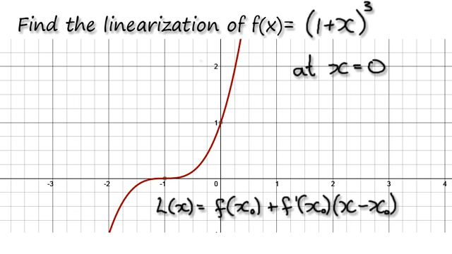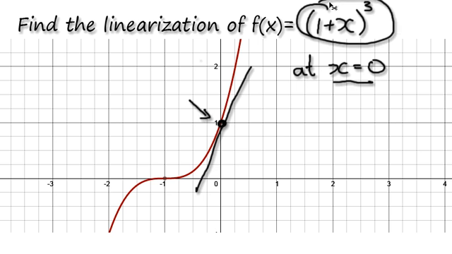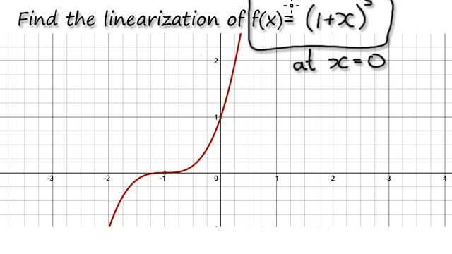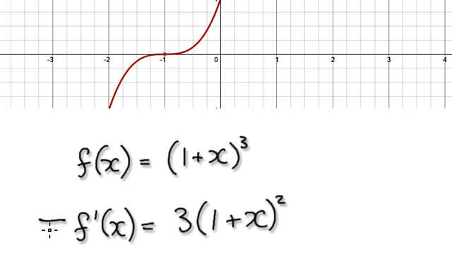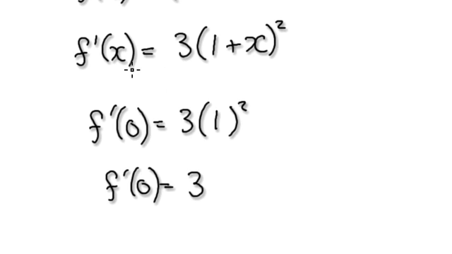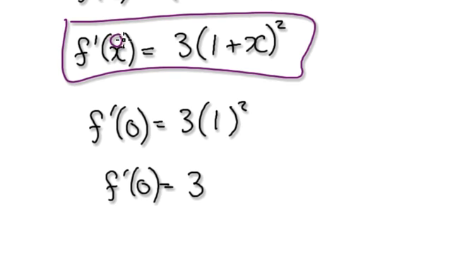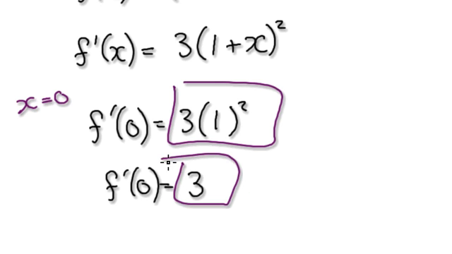Okay, so to do this here, we're going to need the gradient of this line at x equals 0. So we're going to need to differentiate this. So our first step is to differentiate this. Okay, so start out with f of x equals this thing here. Differentiate it. It will then give you this. But then we need to know the gradient at x equals 0. So the gradient at x equals 0, we're going to need to put 0 into this, into here. Okay, so the gradient at x equals 0 is given by this, which is 3.